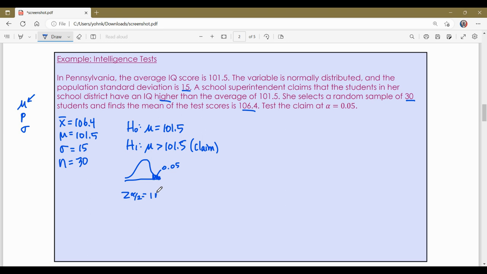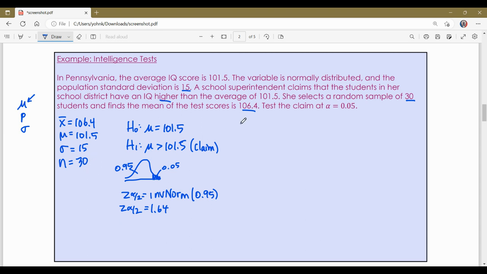Now I need a critical value, which is z alpha. I get this by inverse norming. However, I can only inverse norm area to the left, which means if the right shaded side is 0.05, my left unshaded side is 0.95. So I'm going to inverse norm 0.95. This is going to give me a critical value of 1.64. It's a positive critical value because it's on the right. If it was to the left of the mean, it would be a negative critical value.